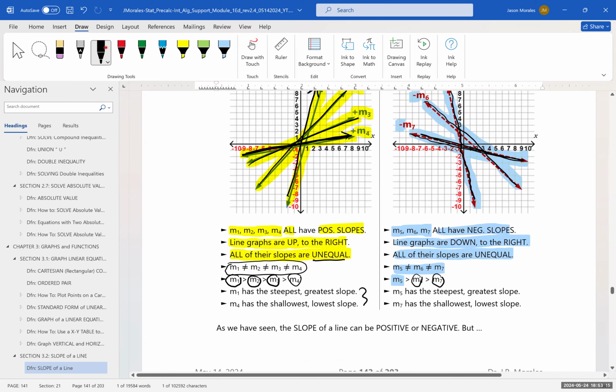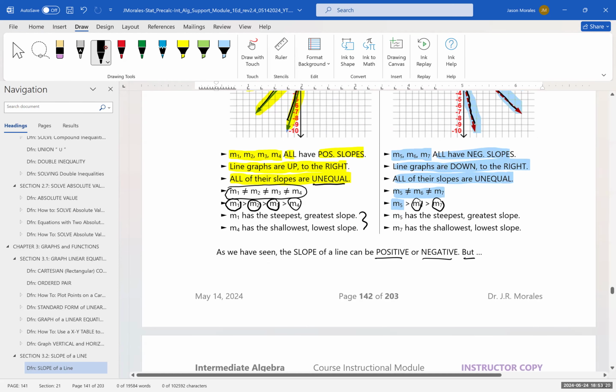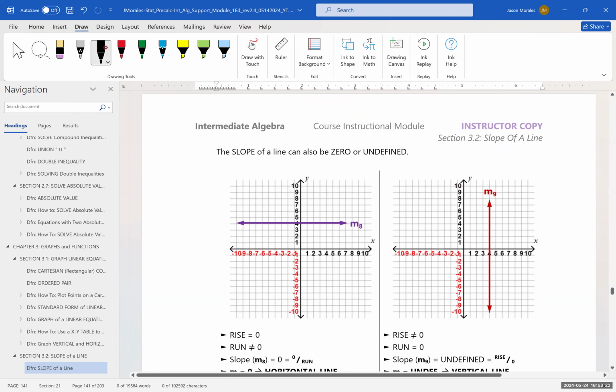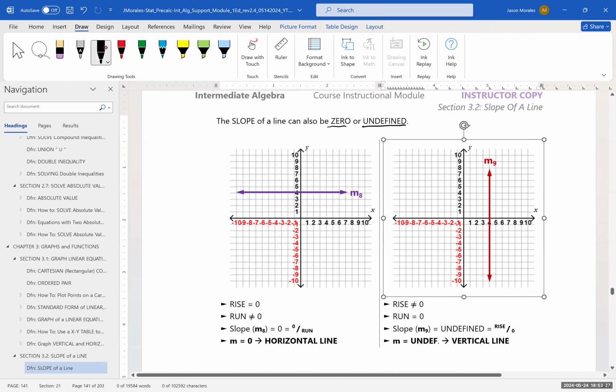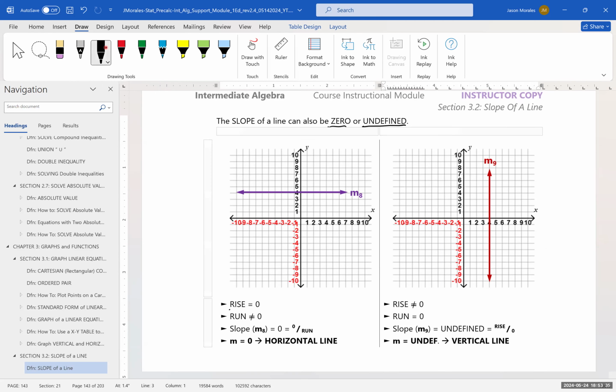So, as we have seen, the slope of a line can be positive or negative, but the slope of a line can also be 0 or undefined. A horizontal line is an example of a line with 0 slope. As you can see, it doesn't rise. It doesn't go up at all. It only runs. So it has a rise of 0, but it has a run that's not 0.